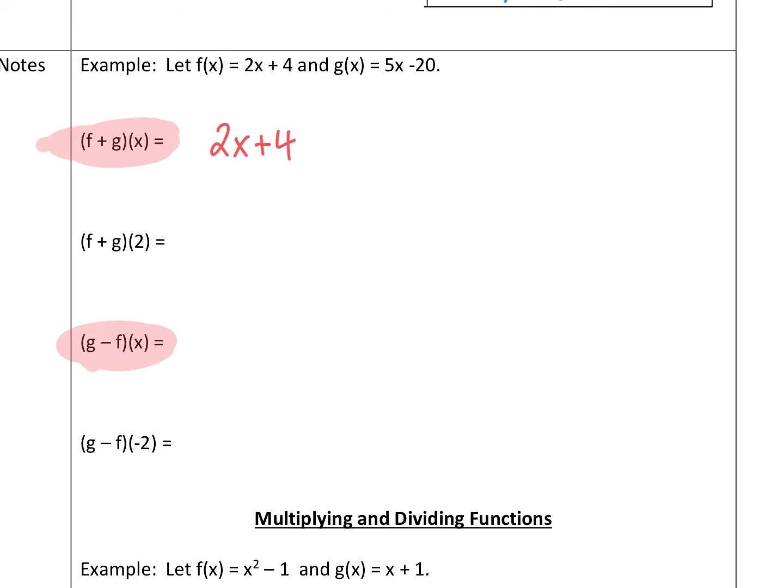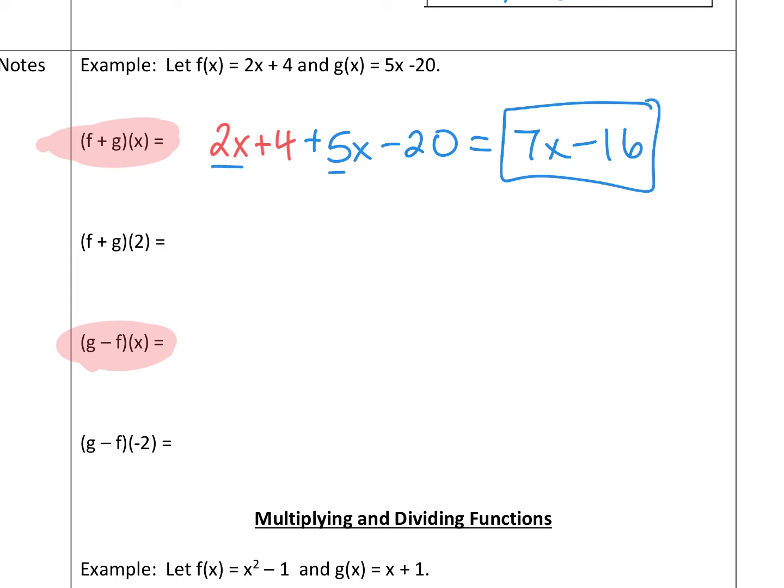Good. 2x plus 4 plus 5x minus 20. We're just adding those two functions together. How do we simplify that? 7x minus 16. The 2x and 5x add together, and the 4 and negative 20 add together as well. Good. How many of us got that one?